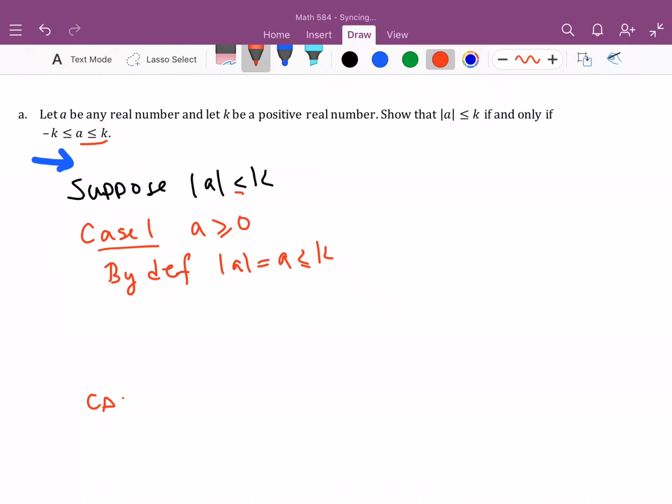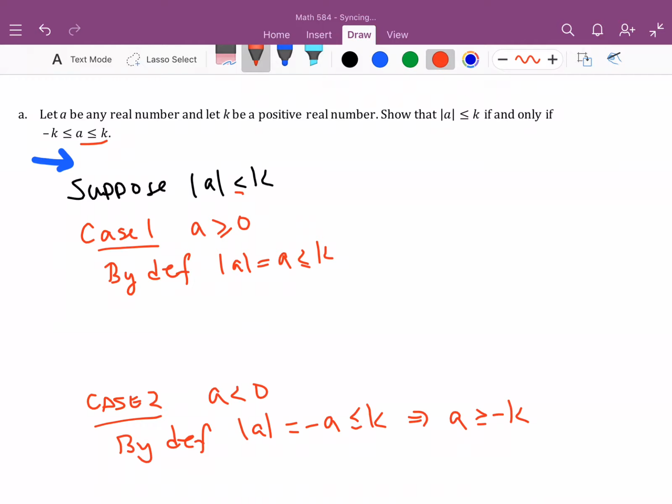And then you said case 2. Now suppose a is less than 0. By definition, the absolute value of a is the opposite of a, so negative a. And of course, we know by assumption that this is less than or equal to k, which implies that a is greater than or equal to negative k. And now a lot of you were happy because, oh, there I got the other one, and I'm done.